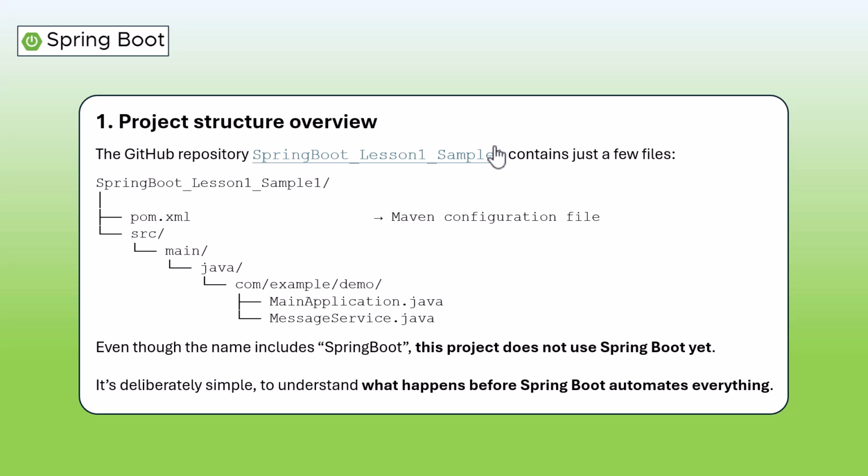Those two classes are called main application and message service. Even though the project name includes Spring Boot, there is actually no Spring Boot here yet. This project is the before picture, a way to see what plain Java looks like before frameworks start doing the work for us automatically.